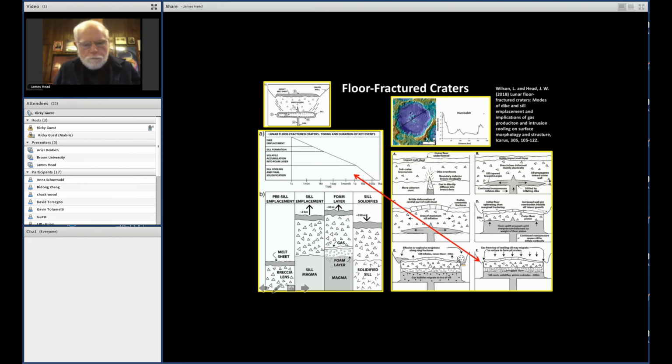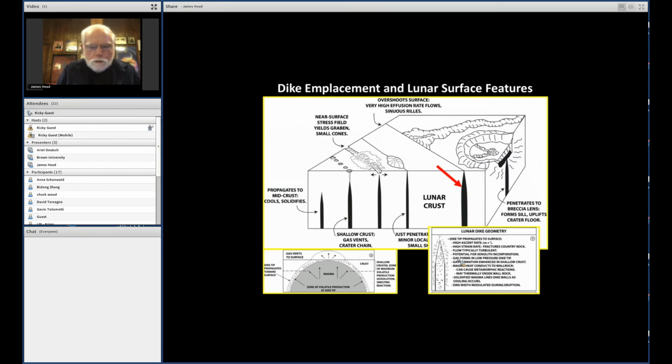So lots of predictions here, lots of background work, lots of work to do in understanding what's going on. And of course, the last couple have to do with when the dike actually overshoots the surface and we get very high effusion rate flows and sinuous rills. I refer you to the paper of Deborah Hurwitz and colleagues who have mapped out all the sinuous rills on the moon and talked about their characteristics and morphology. It's a really excellent paper to start if you're interested in this.